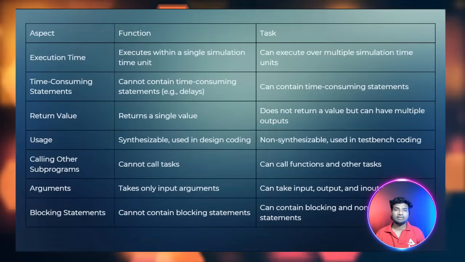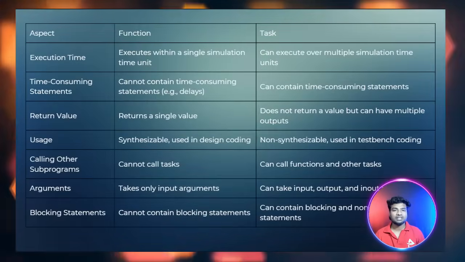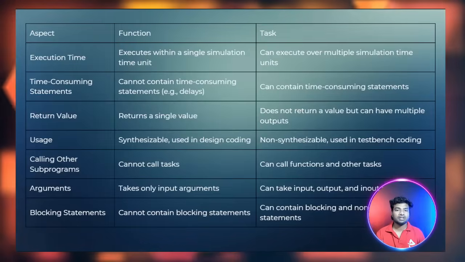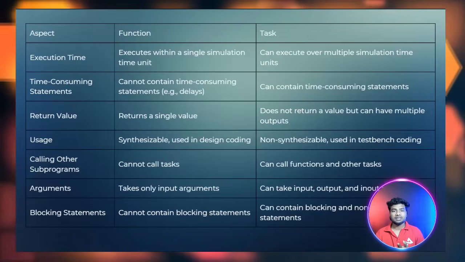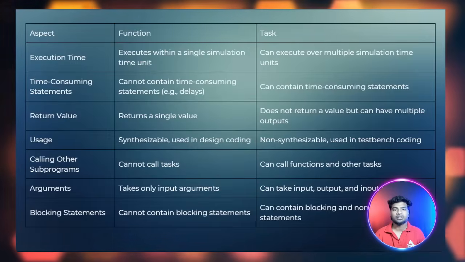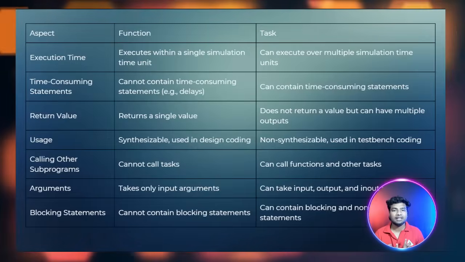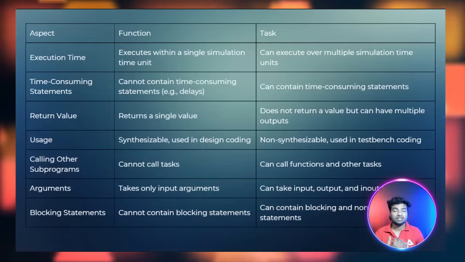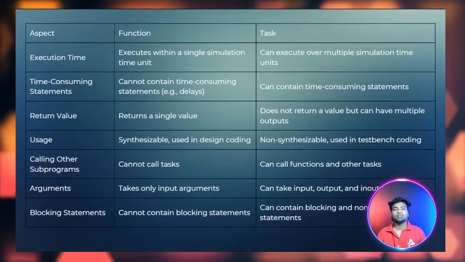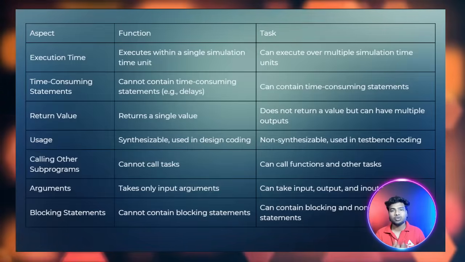And then inside the task port list we can give the input and output signals for the task, but in the function we can give only the input signals in the function port list, and also inside the function you can't give the delay.